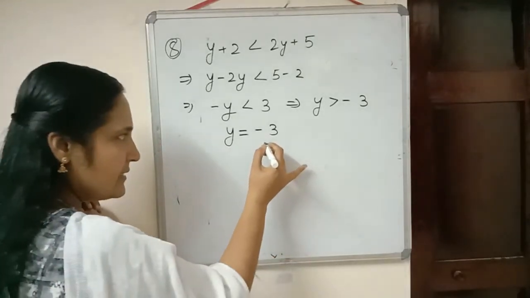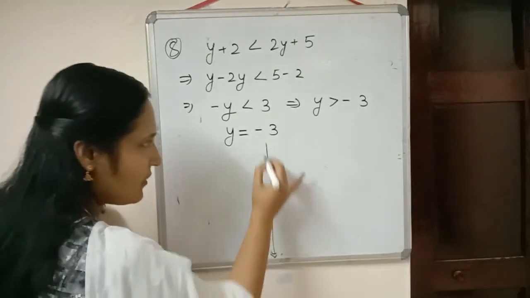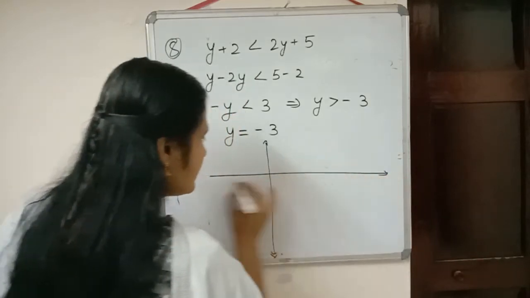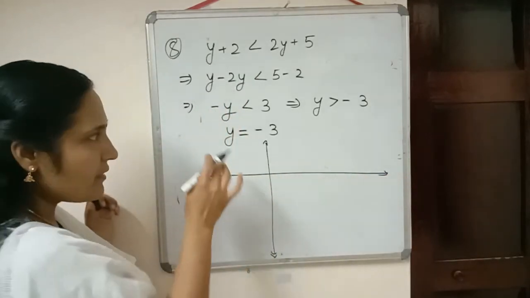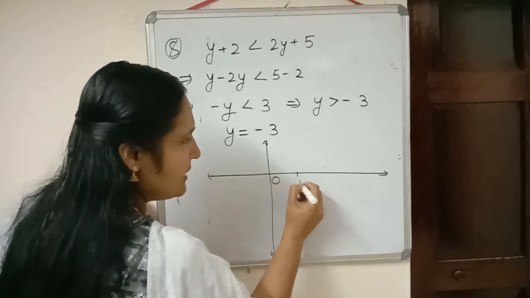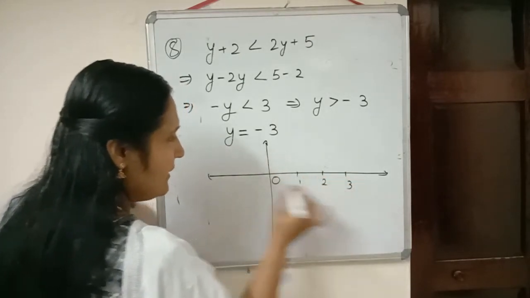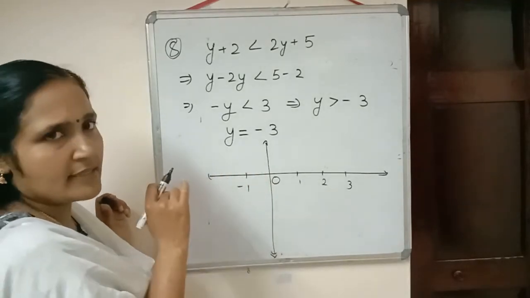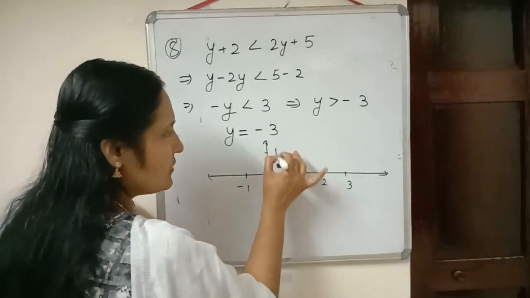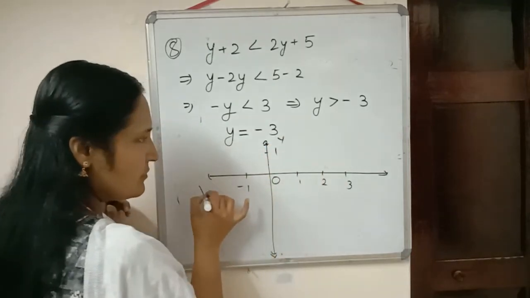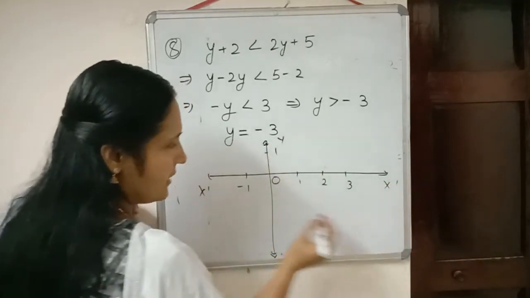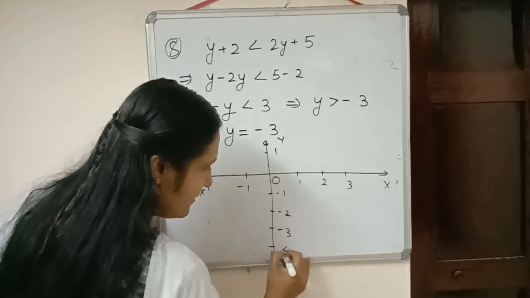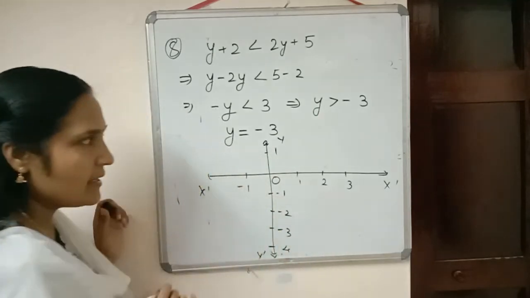As I said in the previous one, if you want, you can draw the graph directly without substituting 0 for x or anything, because we know y is equal to minus 3 means it will be a line parallel to the x-axis passing through the point y is equal to minus 3. So directly we can draw the graph. Okay, so minus 1, minus 2, minus 3, minus 4. Here you can mark y dash.